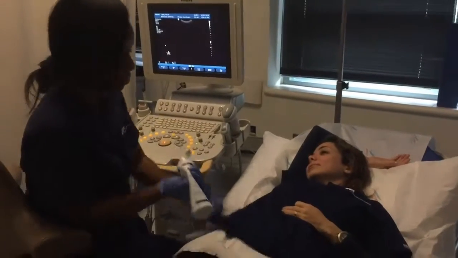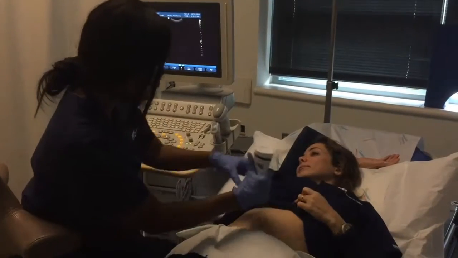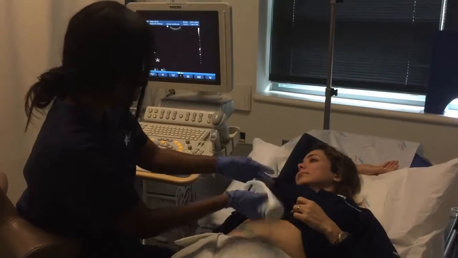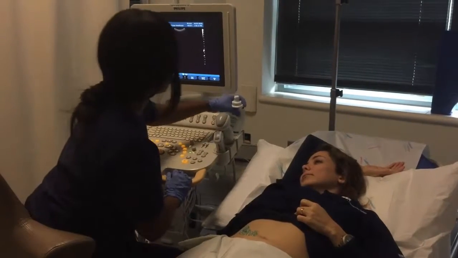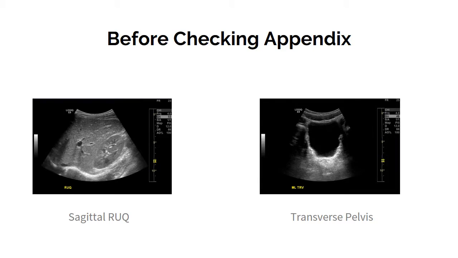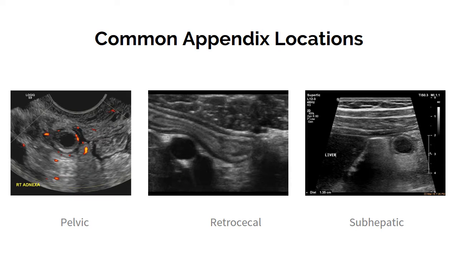The sonographer will use a linear probe when scanning. Before looking for the appendix, check for free fluid in the right upper quadrant and the pelvis. The location of the appendix can be variable.